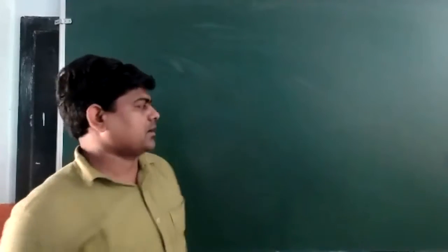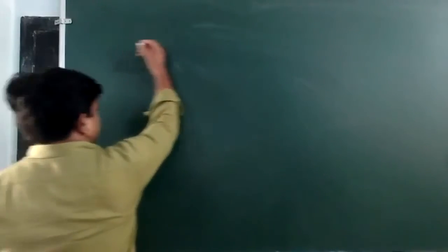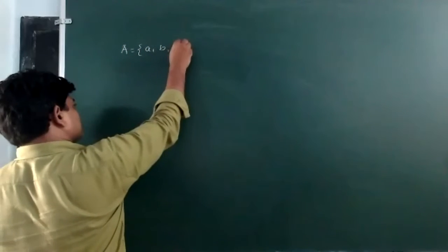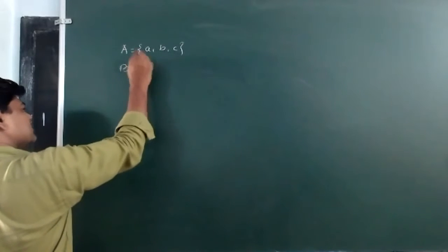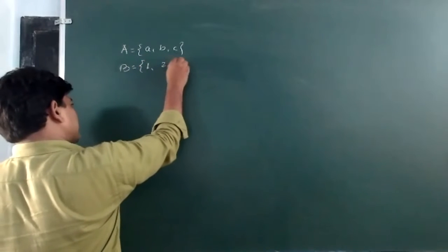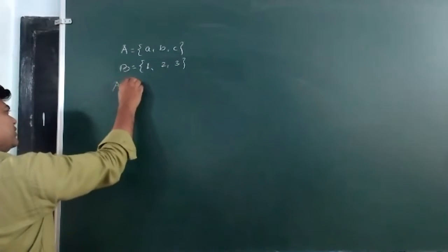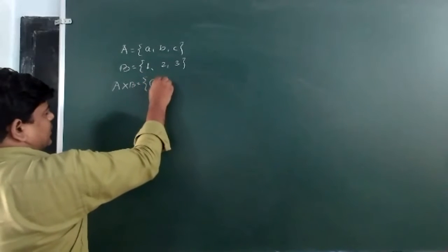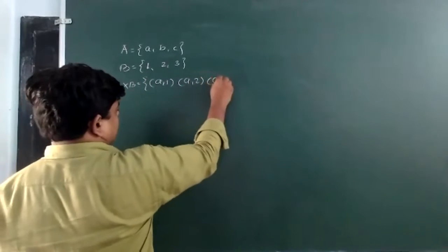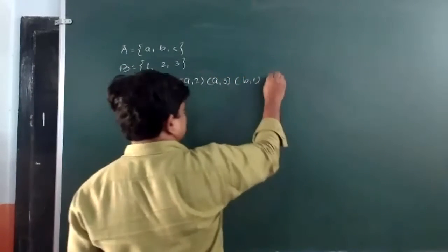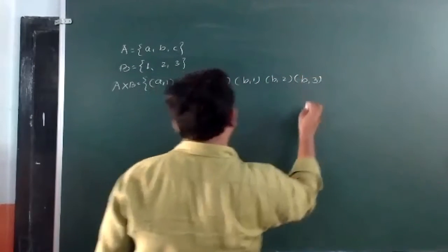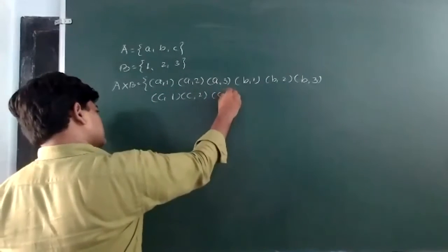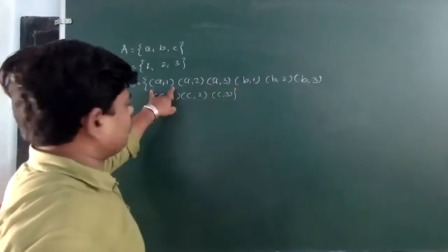Okay, come to the point. Let me tell you firstly, suppose I am having two sets, A equal to {a, b, c}, and another set B equal to {1, 2}. If I am finding A cross B, it can be written as (a, 1), (a, 2), (b, 1), (b, 2), (c, 1), (c, 2). If I'm not wrong, you know very well this is called an ordered pair.